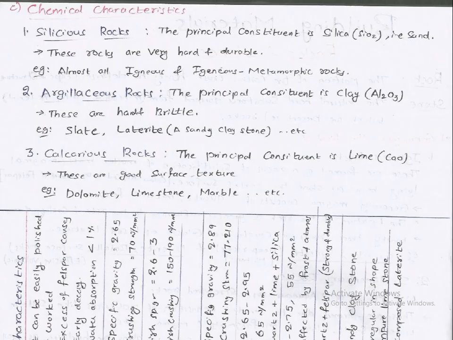The third category is chemical characteristic. Siliceous rocks: the principal constituent is SiO2, that is sand. These rocks are very hard and durable. Example: almost all igneous and metamorphic rock. Argillaceous rocks: the principal constituent is clay, Al2O3. These are hard and brittle. Example: slate, laterite, etc. Third, calcareous rocks: the principal constituent is lime, CaO. These have good surface texture. Example: dolomite, limestone, marble, etc.